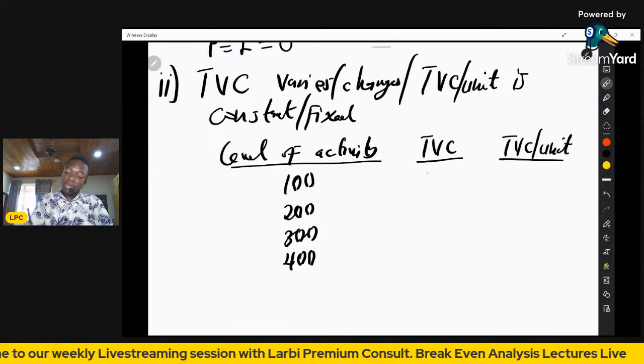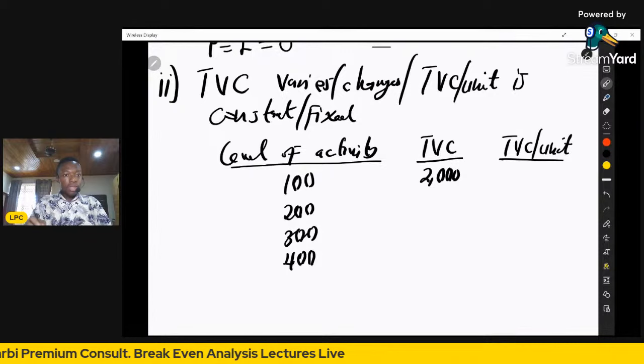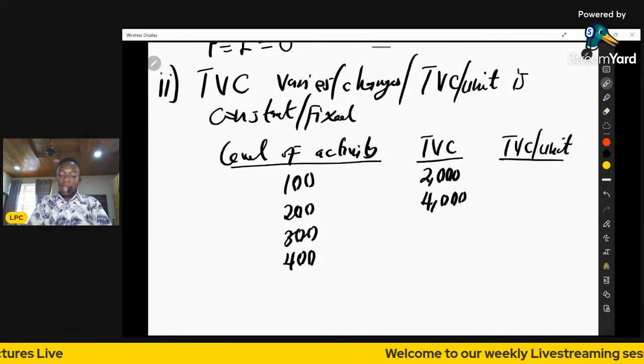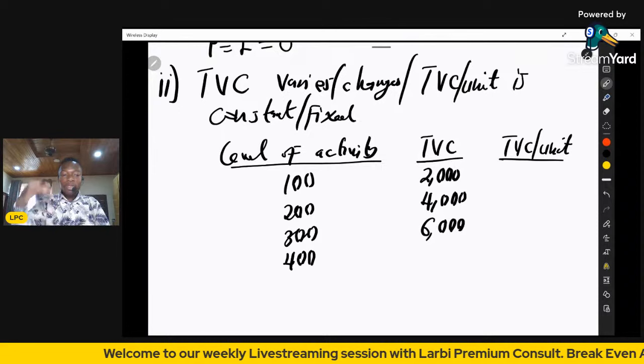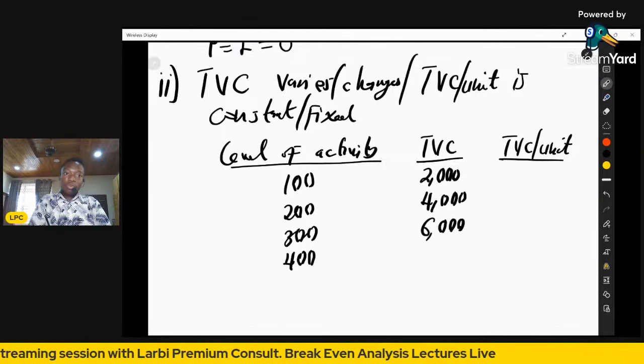Okay, so if 100 is 2,000, all things being equal, 2,000 will also go for 4,000, right? And I believe you agree with me on that line. And let's say 3,000 will also go for 6,000. This is what we call segregation of cost, segregation of what? Outputs, right? And if you're also producing 4,000, you're going to incur what?